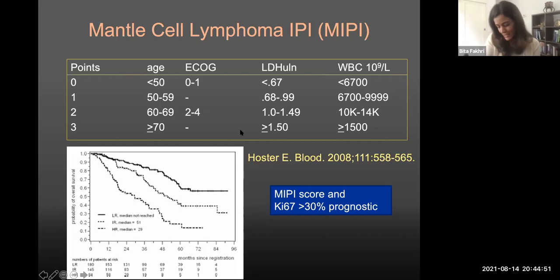Sure. As I tried to point out in my talk, these new agents are extensively being studied in the frontline. But to become practice changing and change the treatment paradigm, we have to see overall survival benefits. PFS is a very reasonable endpoint, but if a treatment improves PFS without necessarily improving overall survival, that's not going to change the treatment landscape. So far, none of the agents that have been added to the frontline R-CHOP backbone have been able to show an overall survival benefit.